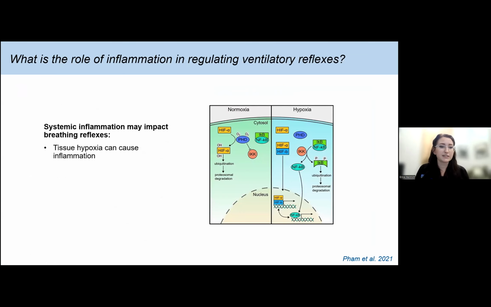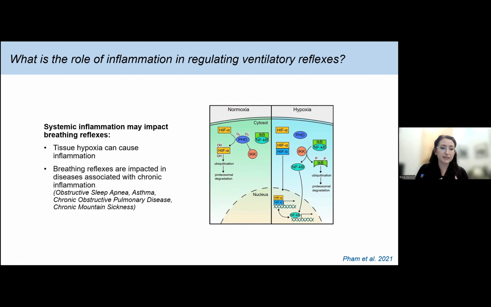So we've been interested in what role systemic inflammation may play in modulating these reflexes. And there are two reasons we were interested in this. First of all, we study how hypoxia can impact inflammation. I won't go into detail here, but this figure on the right is just showing that the molecular pathways that control the response to oxygen are very connected to the molecular pathways that control the response to infection and inflammation. So these are two very tightly linked signaling mechanisms.